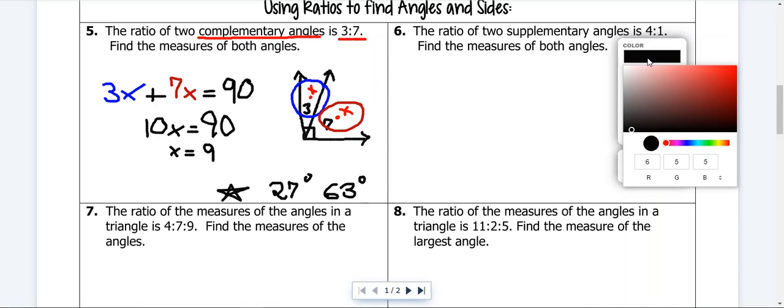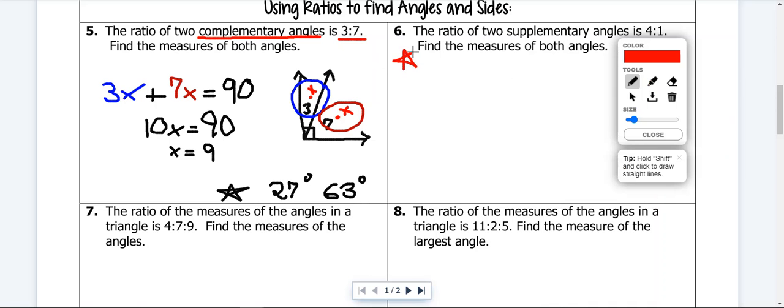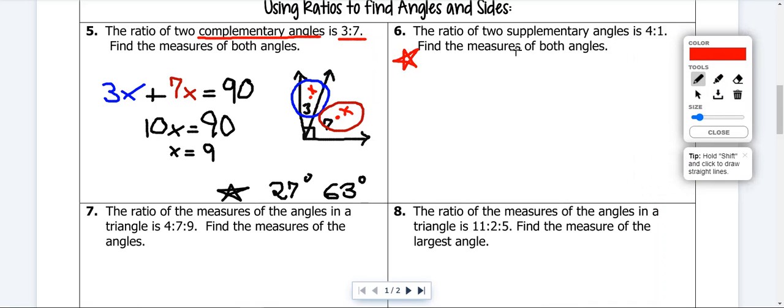Why don't you take yourself a second and try number 6 on your own? How would you set those up? If you said that you would set this up such that 4x plus 1x is equal to 180, you are correct. And hopefully you are then able to add those together and solve.